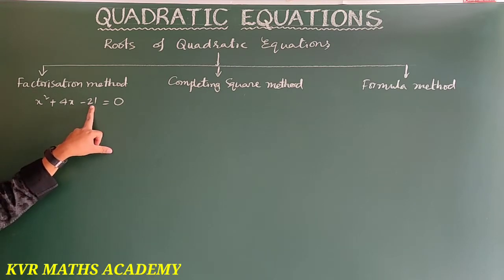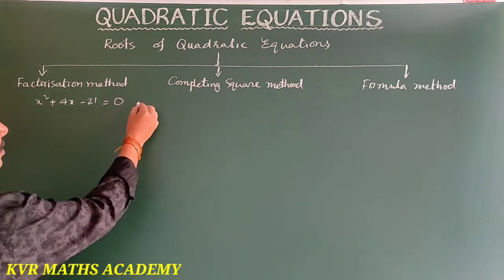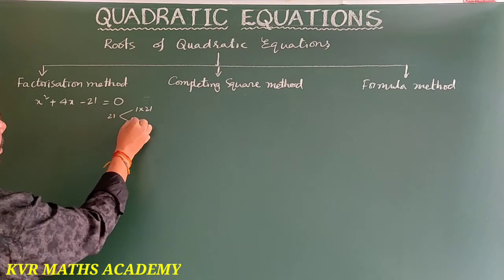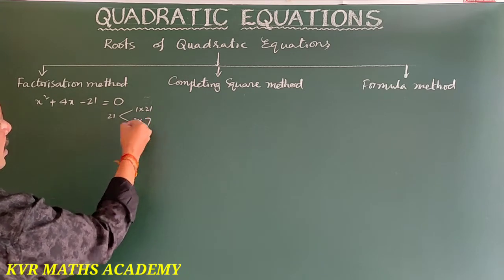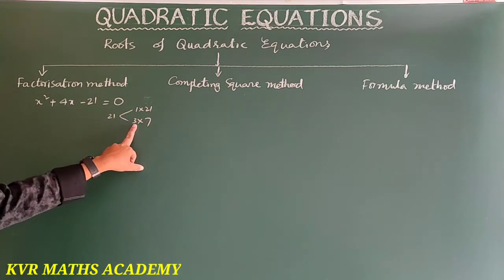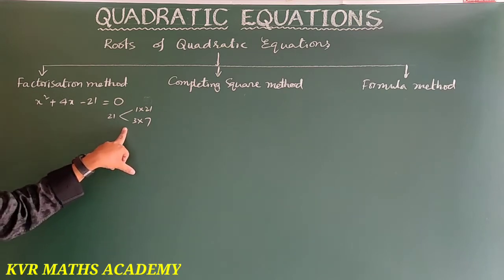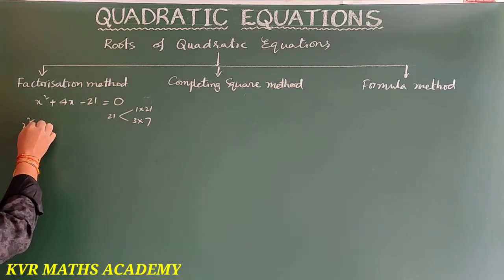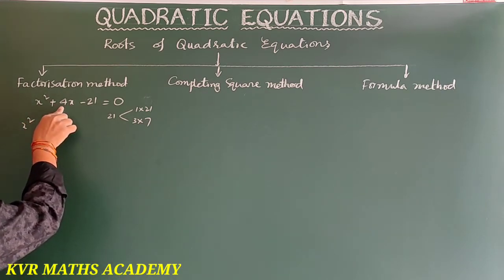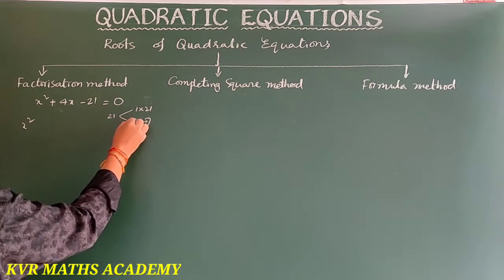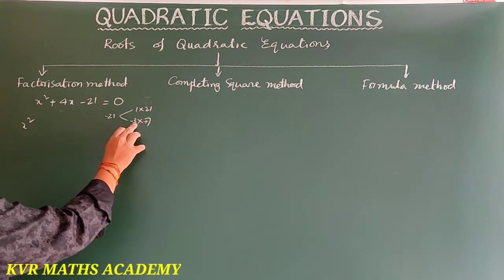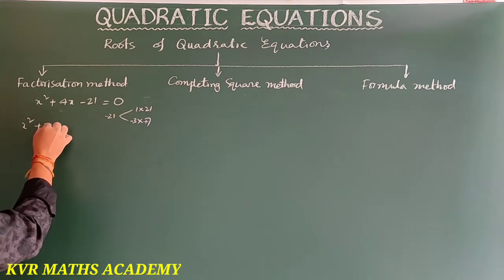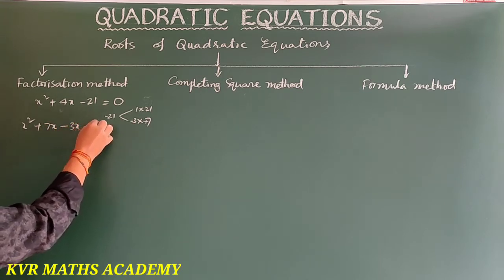Now, for 21, we have to find factors. 21 means 1 into 21. Next, 3 into 7. See, 3 and 7 means 7 minus 3 will become 4 only, no? Yes, for this, we'll apply 3 and 7. Right, so this can be written as x square plus 4x, as given. So here, plus 7 and minus 3. Minus 21 means 3 into 7 is 21, minus into plus is minus. See, x square plus 7x minus 3x minus 21 is equal to 0.